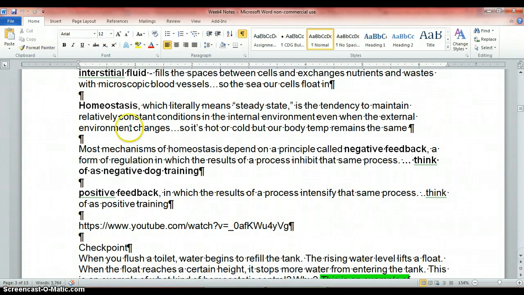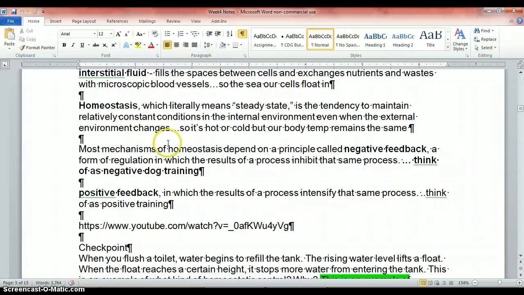Homeostasis. This is a big one for this week, right? Homeostasis literally means steady state. It's a tendency to maintain relatively constant conditions in an internal environment, even when the external environment changes. So it's hot or cold, but our body temperature remains the same. Kind of the opposite of Newton's laws, where an object in motion tends to stay in motion. Homeostasis is saying that to survive, we have to maintain a steady state, or the stuff inside us is going to mess up. And we have all these ways to do that.